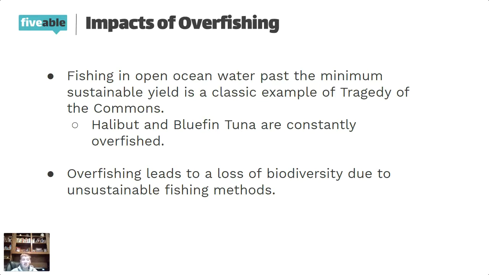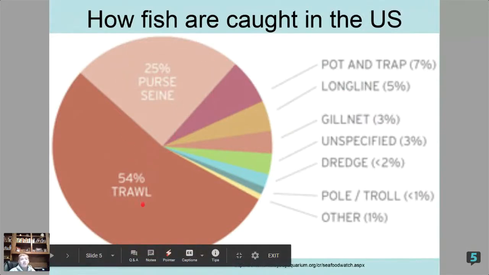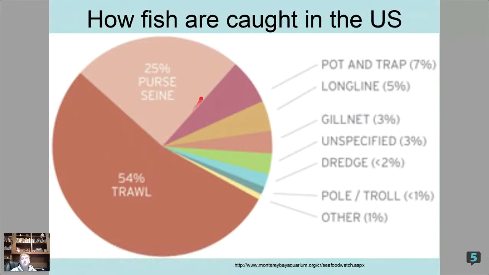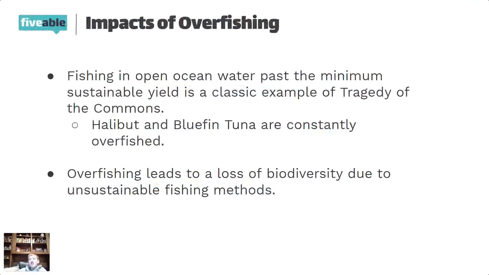Unsustainable fishing methods: 54% of our fishing, and then another 25. So more than 75% of our fishing, almost 80% of our fishing in the United States is unsustainable. I don't like to hear that number. 80% is unsustainable. That's just not something great to think about. They lead to a loss of biodiversity. That means we're losing fish in the ocean.